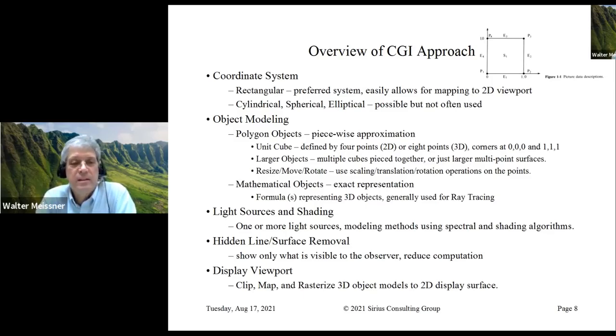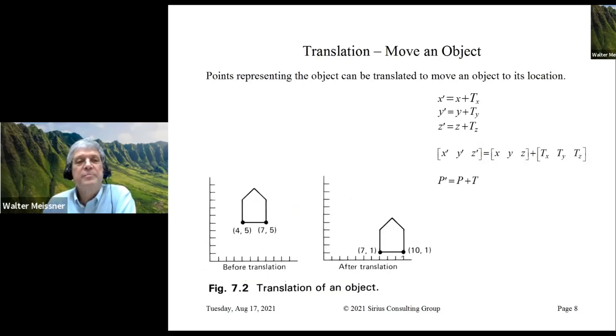And once all that's done, then there's a complex scene, and you only put the processing power where you need it. So there are algorithms to do hidden line and surface removal, so you show only what is visible to the observer. And once that's done, a 3D model needs to be projected to a viewport, which is a 2D surface, so it means to clip and map and rasterize the 3D object models for the final display.